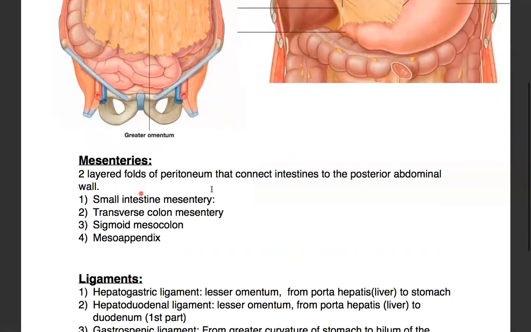There are also mesenteries. And mesenteries are also full of peritoneum, but they connect the intestines to the posterior abdominal wall. So they work by connecting the intestines with the abdomen. There is the small intestine mesentery, the transverse colon mesentery, the sigmoid mesocolon, and the mesoappendix. It connects four places: the small intestine, transverse colon, the sigmoid colon, and the appendix. Okay?